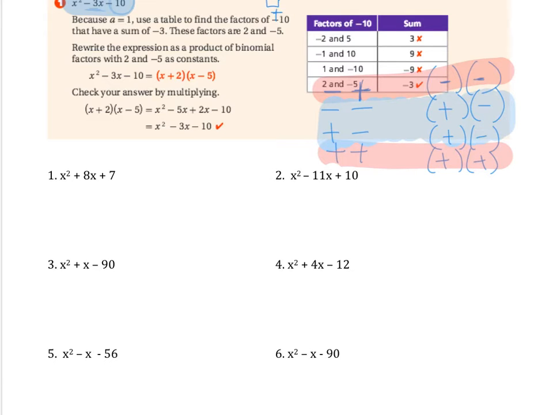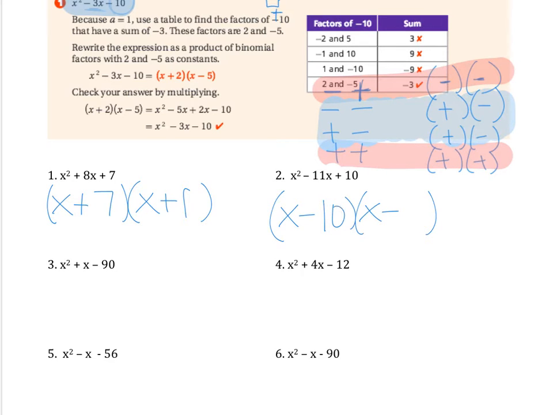So if I do the first example, two factors of 7, I know my signs both have to be pluses. There are only two factors of 7, 7 and 1. They add together to give me 8. The next one, I have a minus plus. A minus plus means that I have to have two minuses. So with two minuses, two factors of 10 that add together and give me 11 would be 10 and 1.